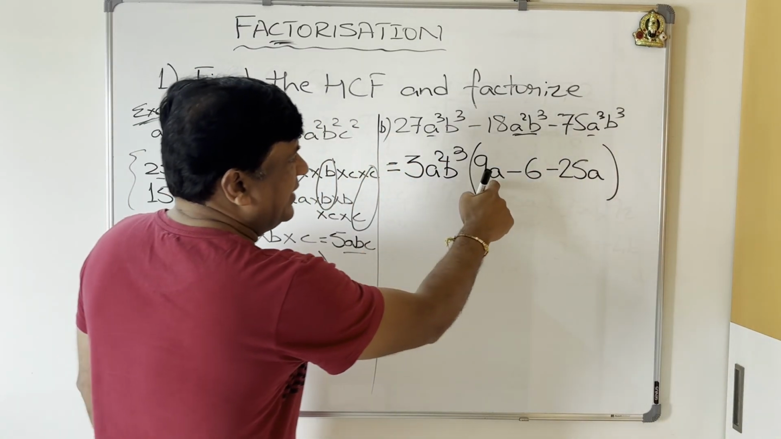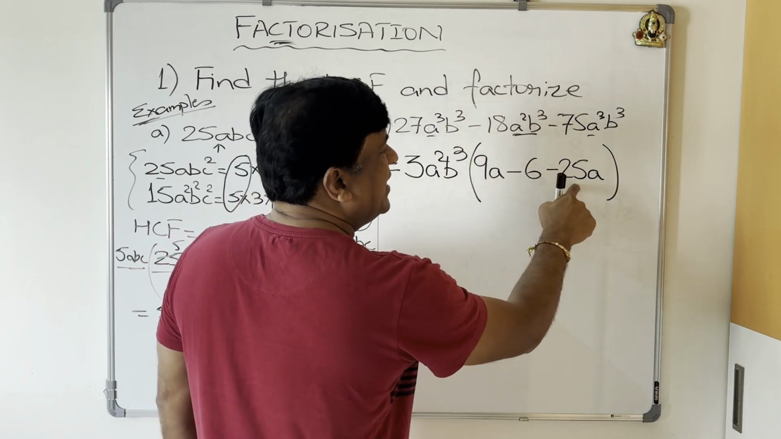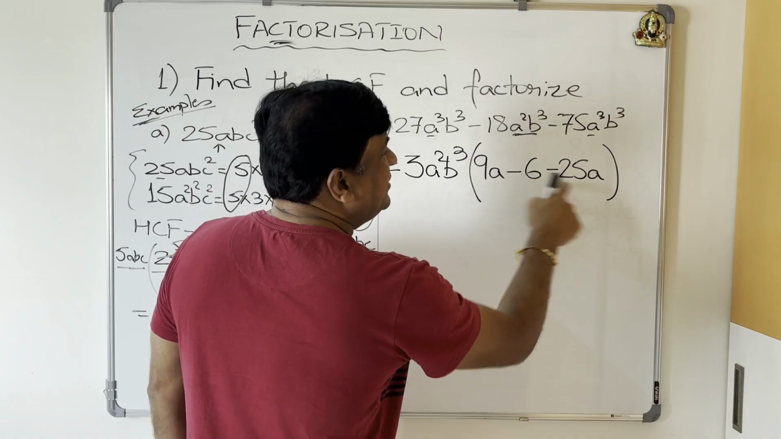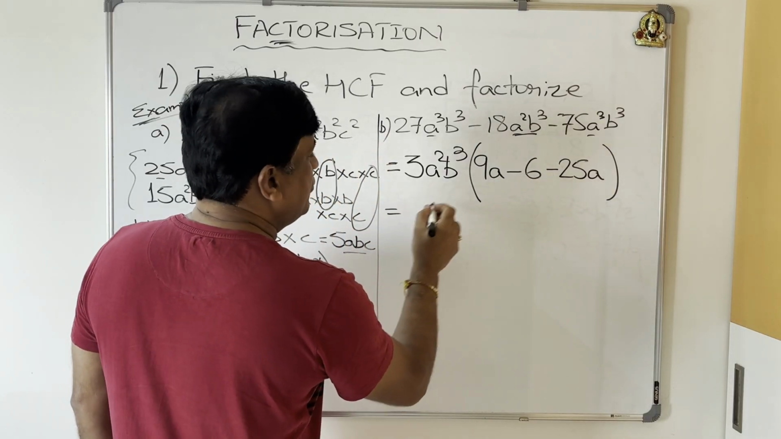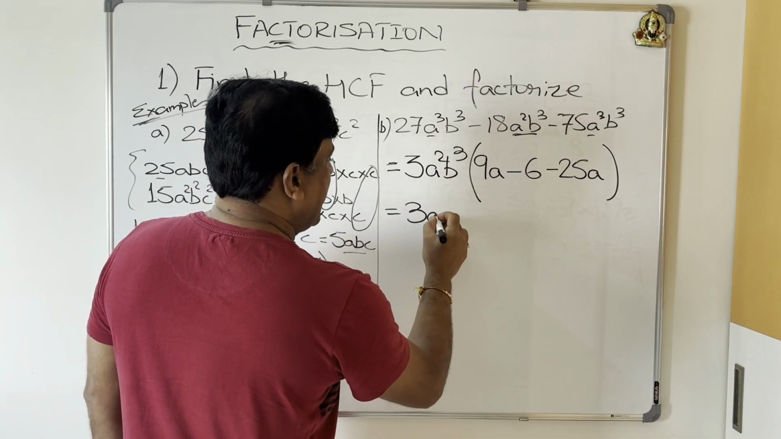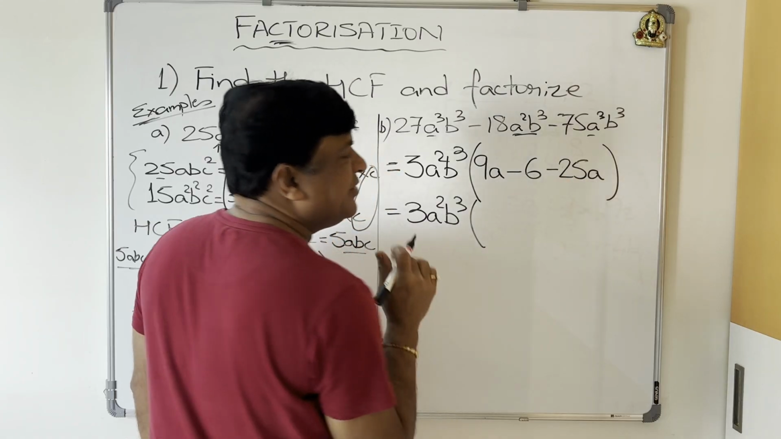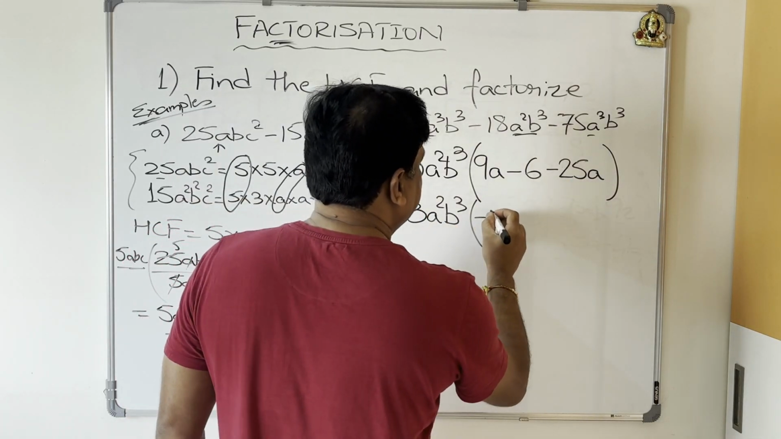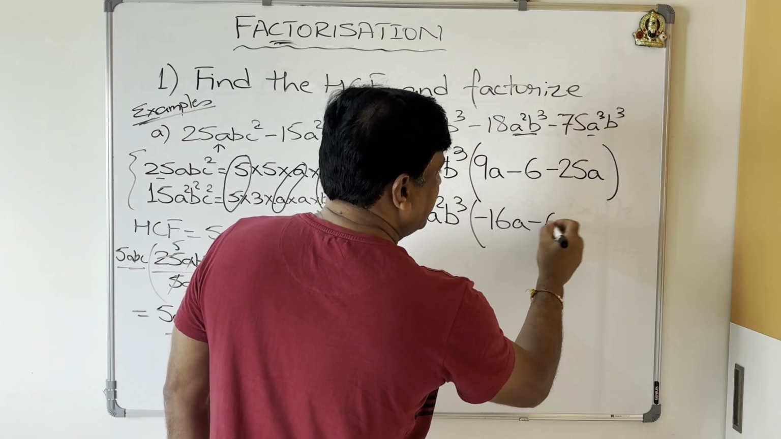Now look at it. In this one, can you simplify it further? Because you have a 9A and you have a 25A. These two are like terms, so you should be able to resolve this. What do you get? 3A square B cube times, this is 9A minus 25A will give you minus 16A. Look at it, minus 16A minus 6.